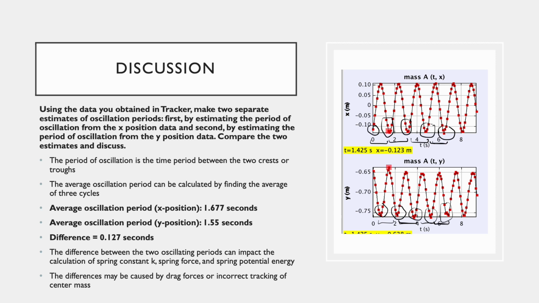And for the final discussion question, we will be talking about the period of oscillation, which is the time period between two crests or two troughs. The average oscillation period can be calculated by finding the average of the 3 cycles, which is seen in the picture to the right.